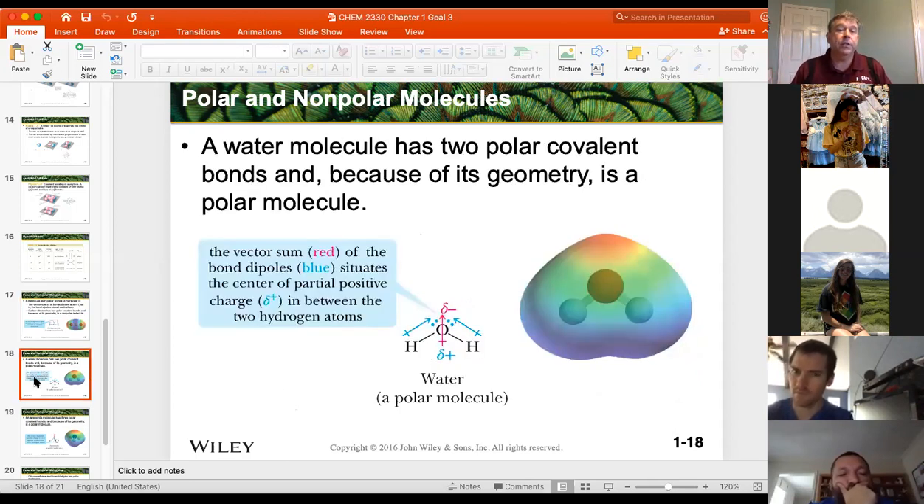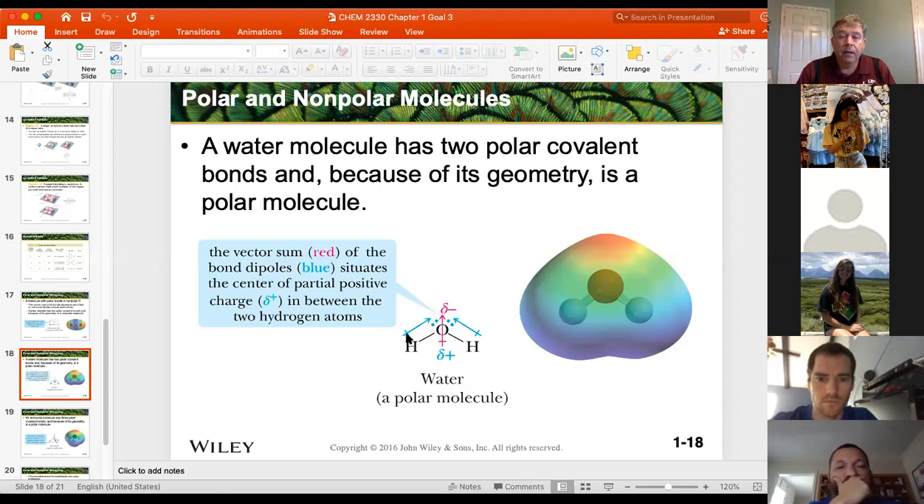Let's do that with a different shape. Let's do that with water, okay? Electronically, it is tetrahedral, okay? But there is no bond polarity between the electrons that are not bonding. So we only look at the polarity of the electrons that are bonding. And oxygen is more electronegative than hydrogen. Therefore, the electrons are being pulled in the direction of the oxygen here, okay?